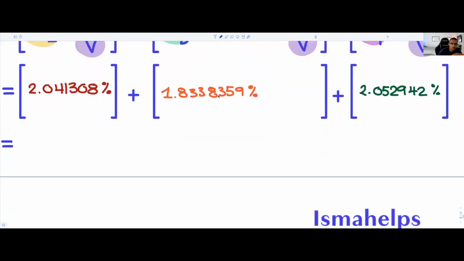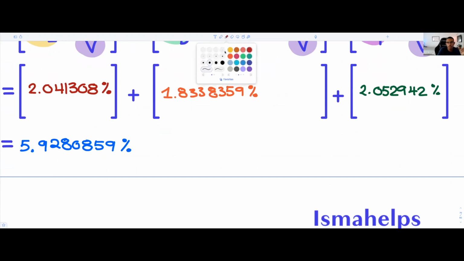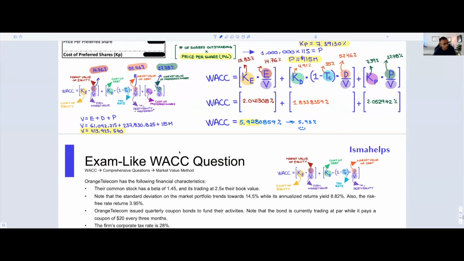I may have put a wrong thing. It's whatever. I'm okay with that. I'm going to sleep at night. We're going to have 5.9280859%. Now, depending on how much rounding you did along the way, you may get something that's slightly different. But really the core of this answer relies on the 5.92.8.7. So you could really round this up to being equal to 5.93%, which would be the WACC of the firm. Okay? And that's really how we go about this.